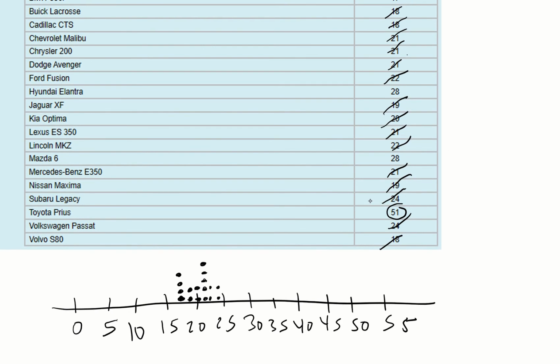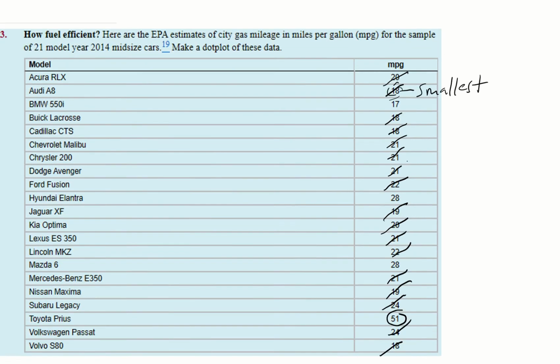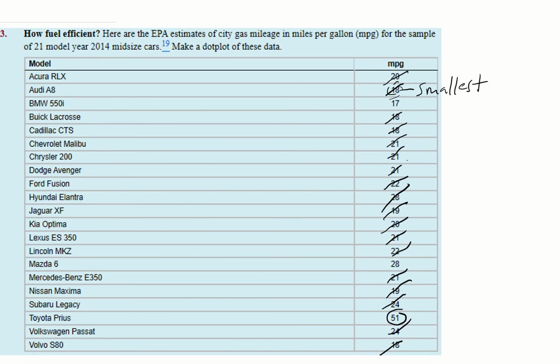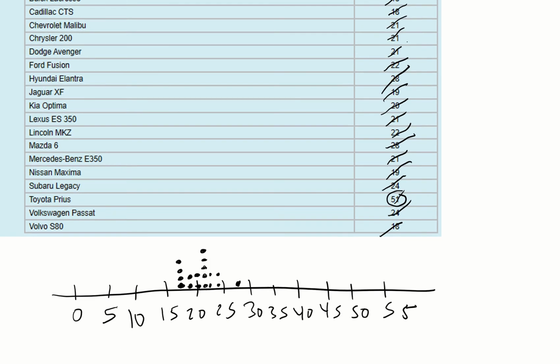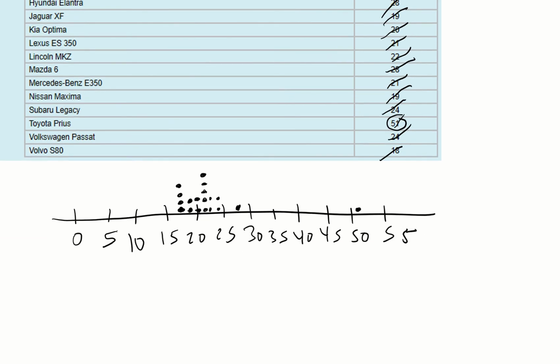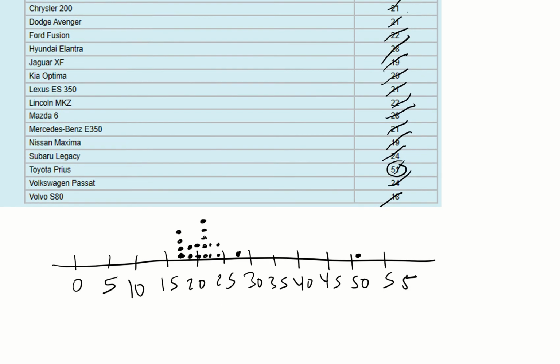Let's see here, 28. So that's going to be around here. We have one of those. Actually, looks like 2 of them right here. And then looks like we have a 51 for the final. Okay, so 51, let's do that over here. All right, so we got our dot plot, and that's really what they're looking for. They're not asking us to do anything else.